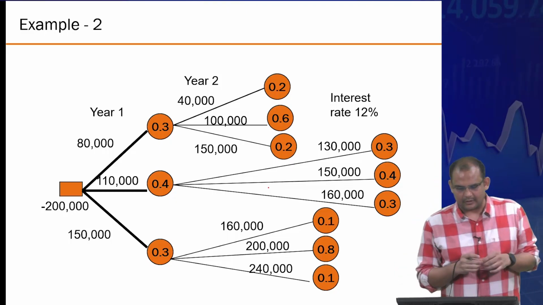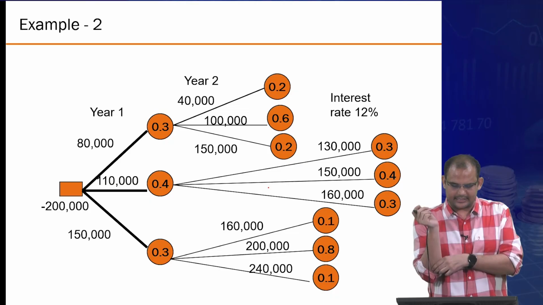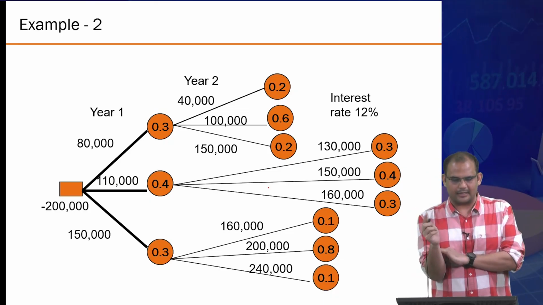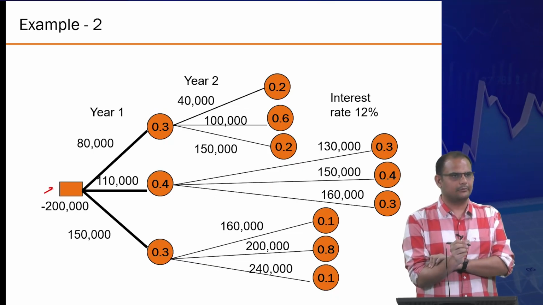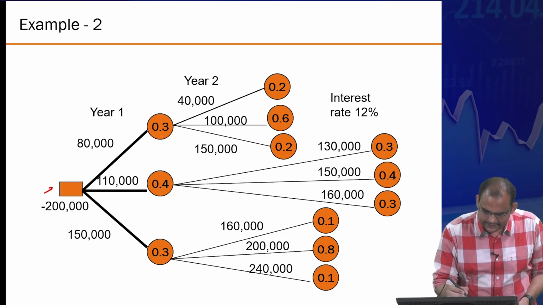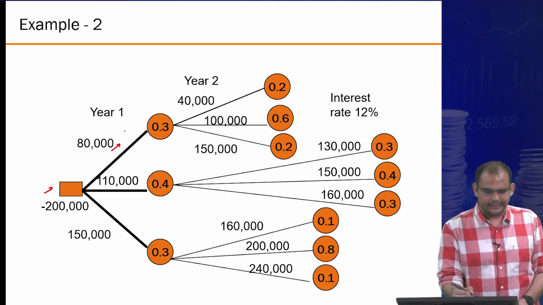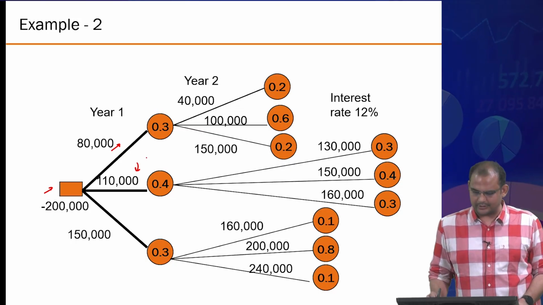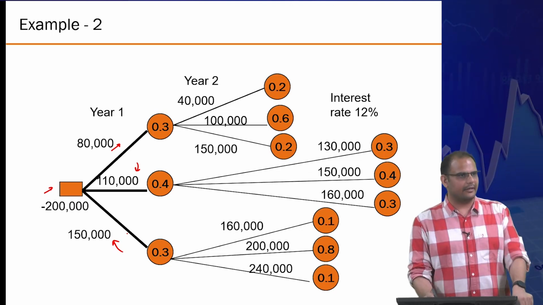All right, let's look at a slightly more complicated example, and I'll solve it with 2 methods. Both of them will give the exact result. The first cash flow is 200,000 rupees. Then there is a 30% chance that the cash flow in year 1 would be 80,000 rupees, a 40% chance that it would be 110,000 rupees, and a 30% chance that it would be 150,000 rupees.